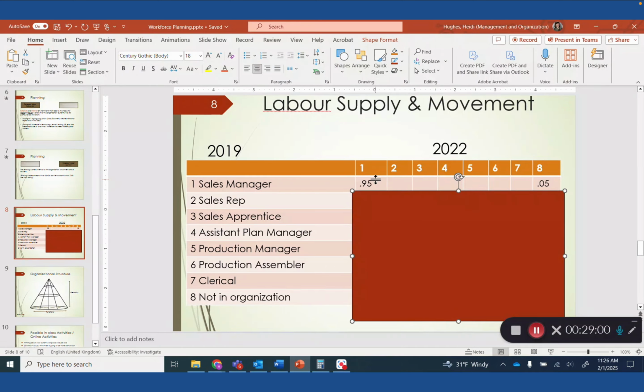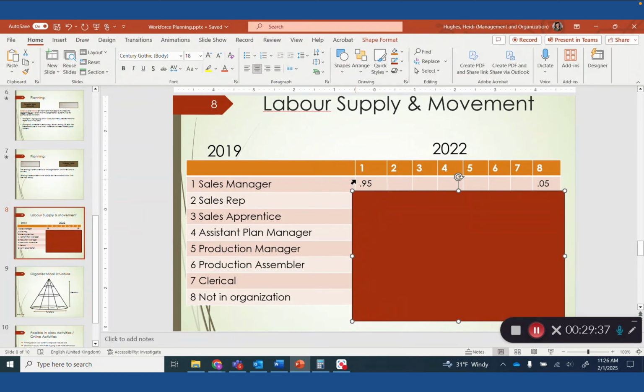Where did those 5% of the people go? Column 2 is representing sales representative. Column 3 is representing sales apprenticeship. Column 4 is representing assistant plant manager. Column 5 is representing production manager. Column 6 is representing production assembler. Column 7 is representing clerical, and then column 8 is representing not in organization.